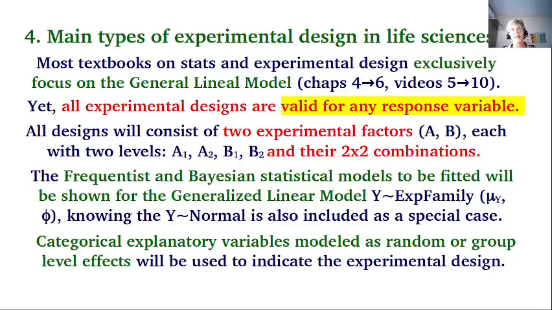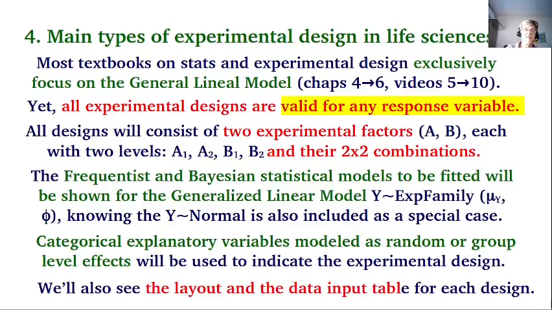Categorical explanatory variables, modeled as random or group effects, will be used to indicate the experimental designs. I'm going to specifically indicate the R model that is going to be fitted for each of the experimental designs. We are also going to see the layout of the experiment and the general overview of the input data table for each experimental design.